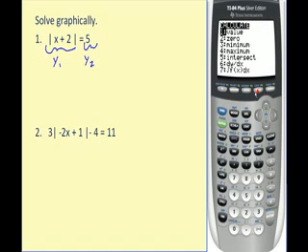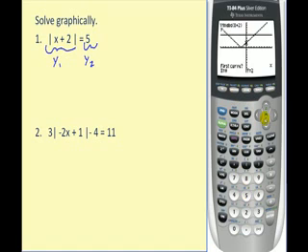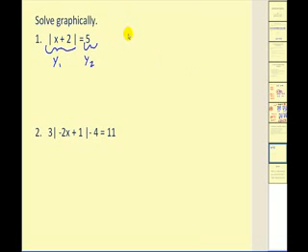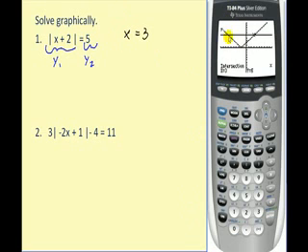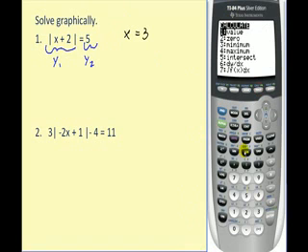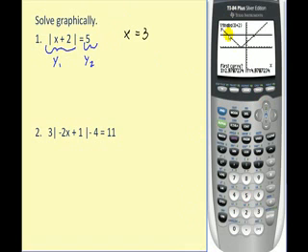If we press second trace, option 5, the calculator can only find one point of intersection at a time. We want to move the cursor close to the point of intersection we want to find first. Let's find the one on the right first. Press enter 3 times, and we can see one solution is x equals 3. Let's record this. Now we'll go back and find the second solution. Press second trace, option 5. Now move the cursor close to the left point of intersection. Press enter 3 times, and we have x equals negative 7.